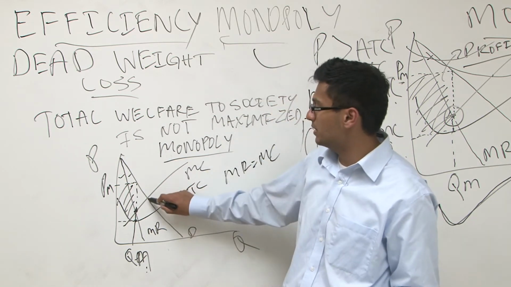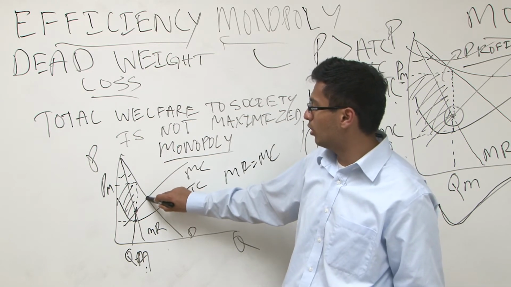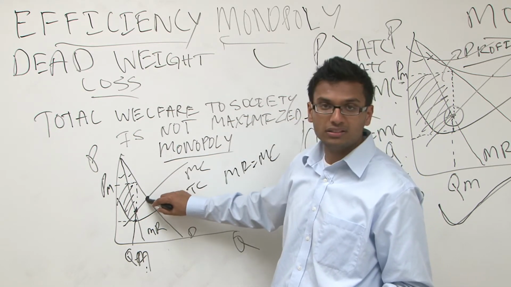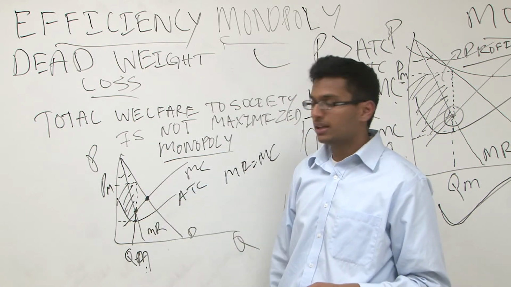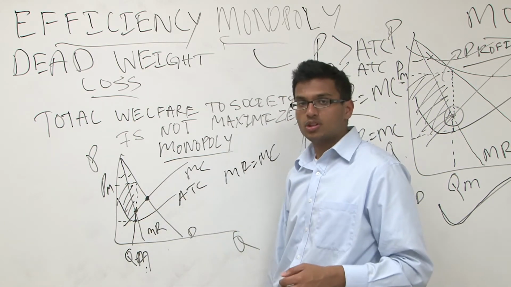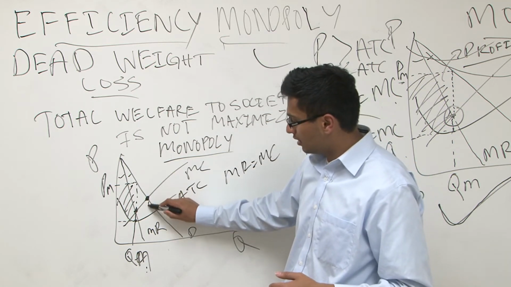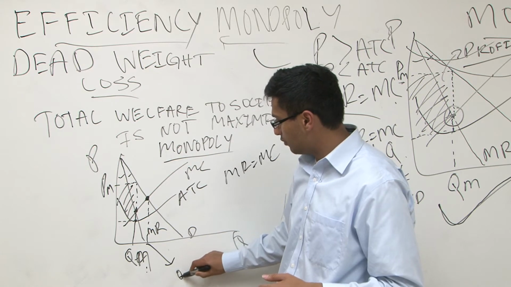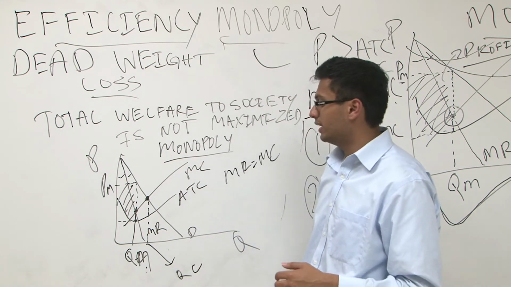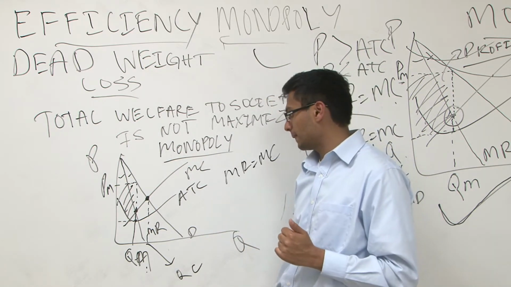So okay, where does the demand meet the MC? Right about here. So people are demanding this much amount, not this much, they're demanding this much amount, right? And that's your marginal cost, so that's efficient. So in a competitive market, that would be your QC, right? Your quantity, which is in a competitive market.